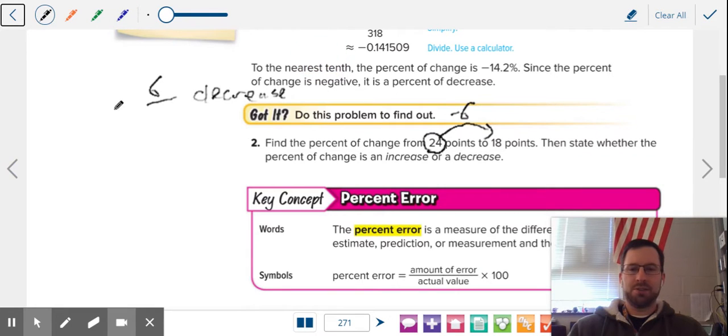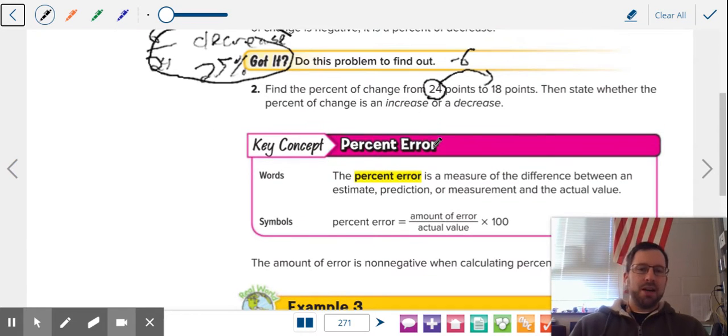What did it start as? 24. I can do this one in my head. 6 over 24 is a 25% decrease. Sometimes they're as easy as that. There's no rounding necessary.